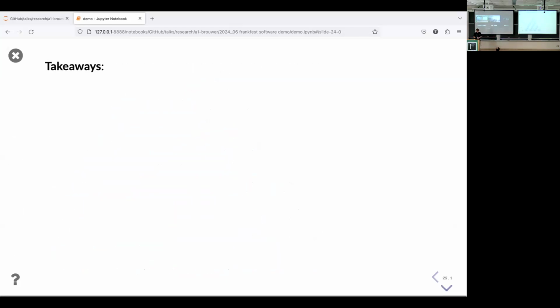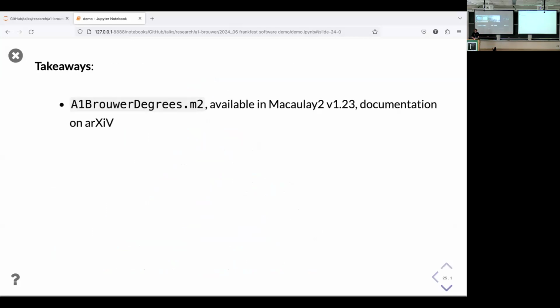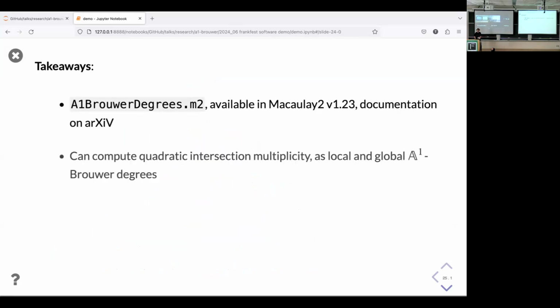Okay, so takeaways from this. Here's our package. It's available in Macaulay2 now. We've got documentation on arXiv that we're hoping will be through the JSAG process soon enough. This allows us to get quadratic intersection multiplicity. It allows us to do it locally, but also globally. And again, the key point is to avoid local computations if you want to do it globally.